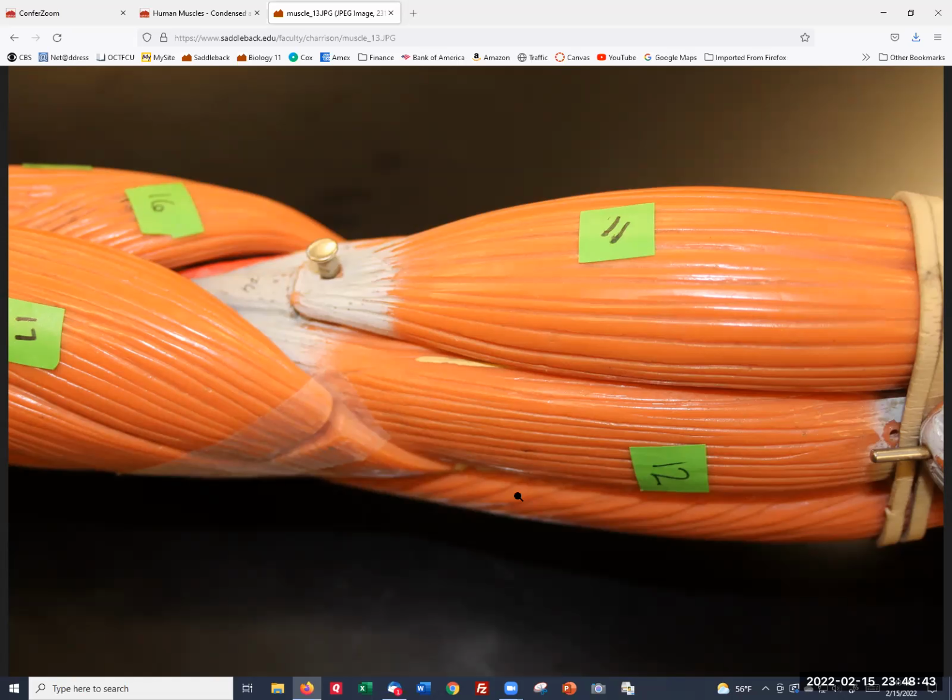Think back to the last slide I showed you. This is on the top of the front of your upper arm, biceps femoris. Now we're going laterally to brachialis, and now we're going underneath. It's the triceps. That's the triceps, number 10.